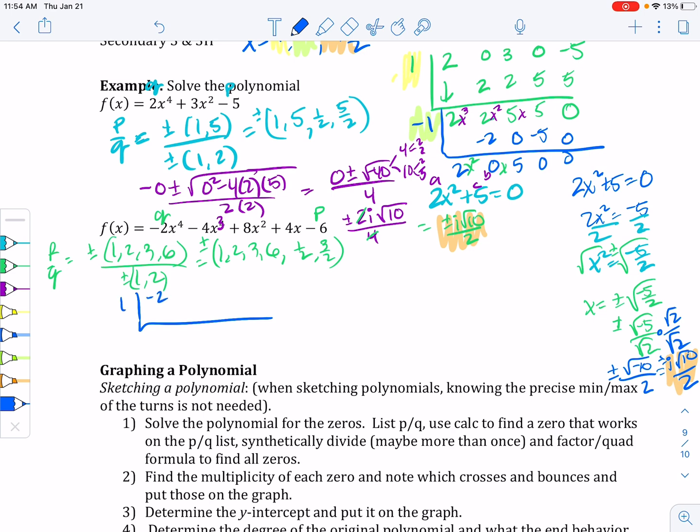So if I synthetically divide by 1, I've got negative 2, negative 4, 8, 4, negative 6. Bring down the negative 2, that gives us negative 2. Negative 4 plus negative 2 is negative 6. 1 times negative 6 is negative 6. 8 plus negative 6 is 2. 1 times 2 is 2. 4 plus 2 is 6. 1 times 6 is 6. Negative 6 plus 6 is 0. But this just goes down to a cubed power.